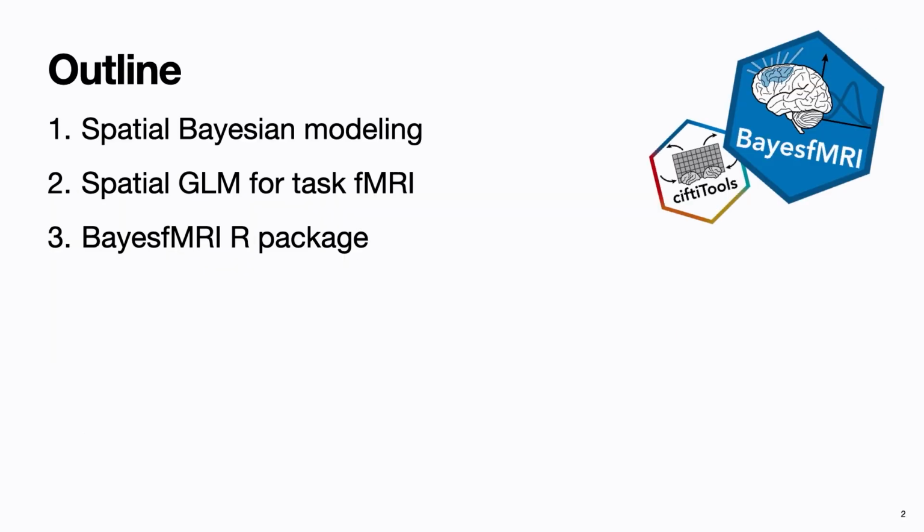Okay, so just a short outline. First, I'll explain what I mean by spatial Bayesian modeling, since this may be an unfamiliar technique. And then I'll tell you about how to take a Bayesian approach to the classic GLM for task fMRI analysis. And then just tell you a little bit about our BayesfMRI R package. And we have a poster on this today and tomorrow, so you're welcome to stop by and learn more.